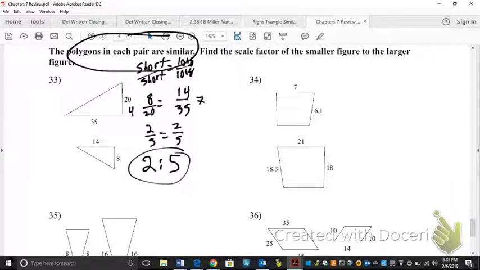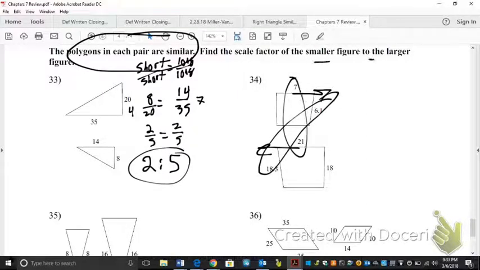Now notice here, it's kind of flipped around. So the 18 and the 6.1 don't match up. How can you tell? Well, look at the shape. See right here, this is the one leaning to the right, and here it's been flipped around. That's leaning to the left. So when we set this up, we relate the 7 to 21 and then the 6.1 and the 18.3.